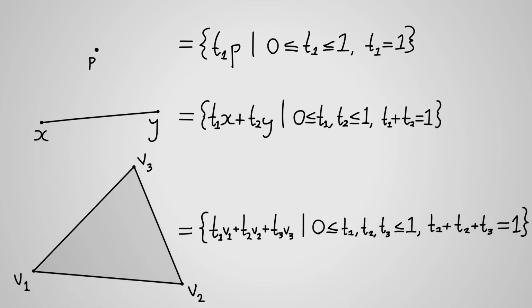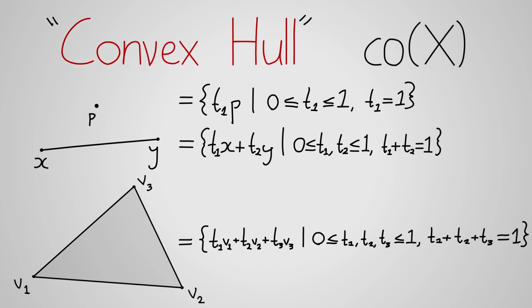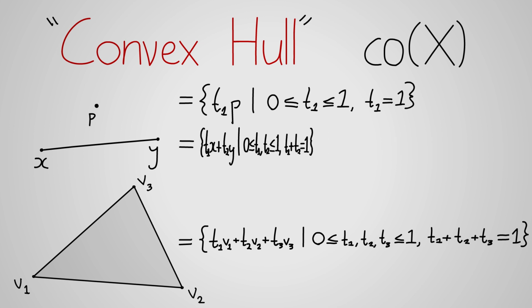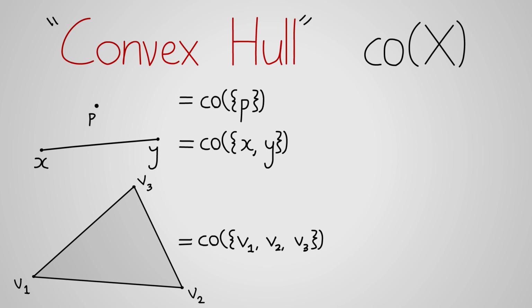Having established this, it's time for more terminology. To avoid saying the set of convex combinations and writing it out over and over, let's make another definition. If X is some set of vectors, we'll call the set of convex combinations in X the convex hull of X, written co-X. So, our line segment is the convex hull of the set consisting of its endpoints, the triangle is the convex hull of its vertices, and the point is the convex hull of the set containing just that point.